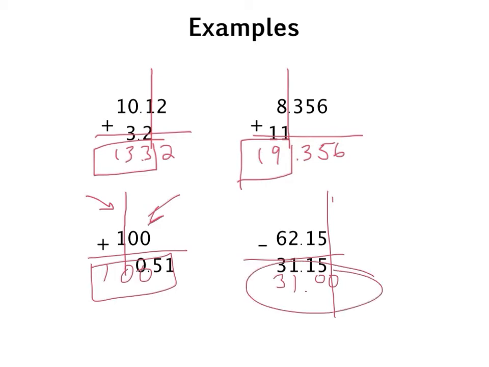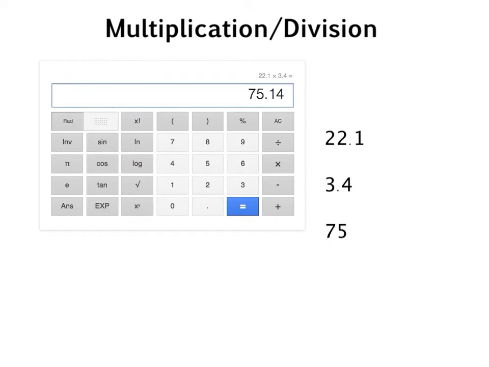31.00 is the number we should have, not just 31, because we need to make sure that we have the correct number of significant figures in our answer. The rule for multiplication and division is that the answer should contain the same number of significant figures as the measurement with the least number of significant figures.